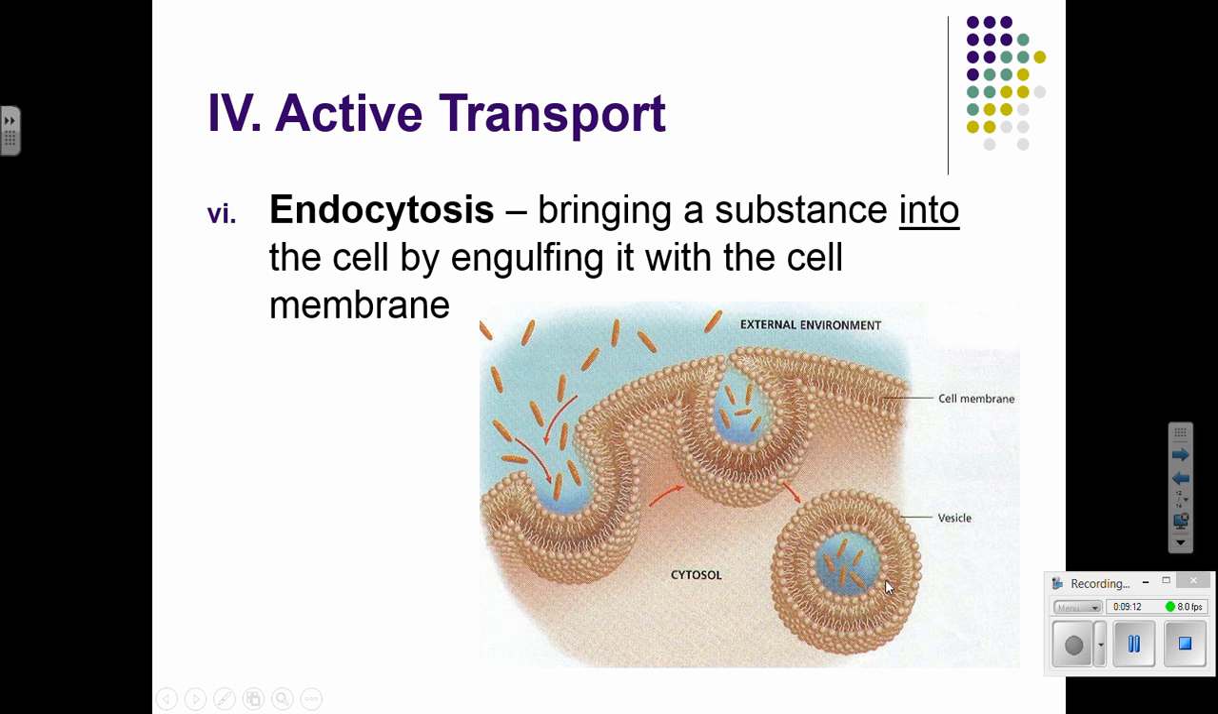It might be attacked by lysosomes and broken down and used right away. Otherwise, it might be carried somewhere else within the cytoplasm to be dissolved. So it really depends on what we're bringing in and what we need it for. Endo means within, cyte is cell, and osis is the process of. So it's the process of bringing something into a cell.